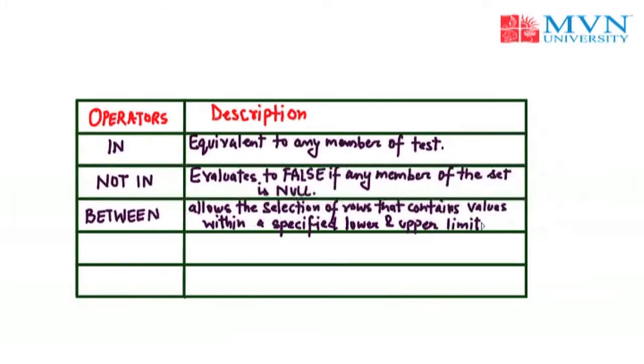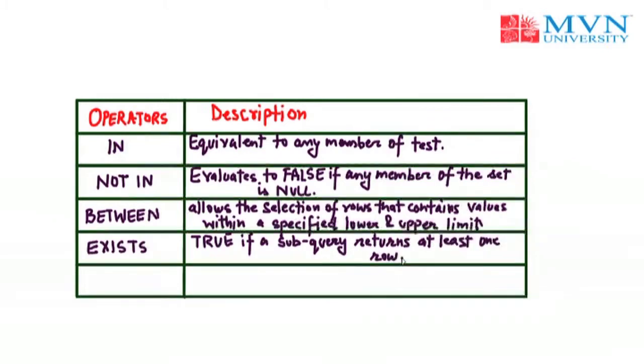The next operator is EXISTS. It returns true if a subquery returns at least one row. The next is LIKE. The LIKE operator returns true if X does match the pattern Y. Let us discuss how we can write a query using these operators. We will discuss the first operator, that is IN.